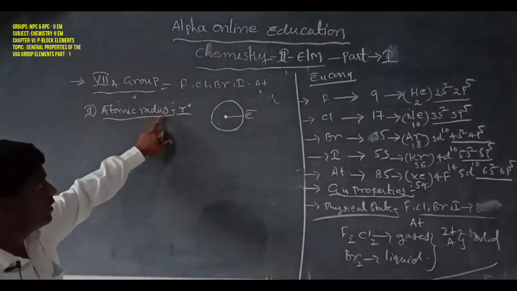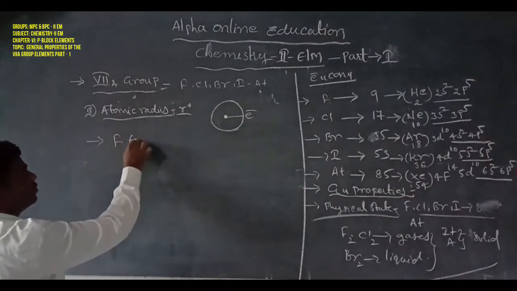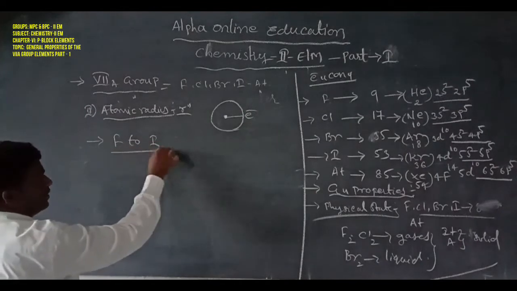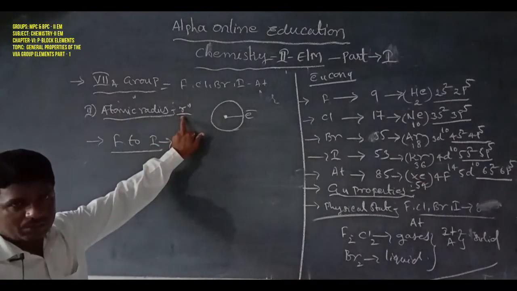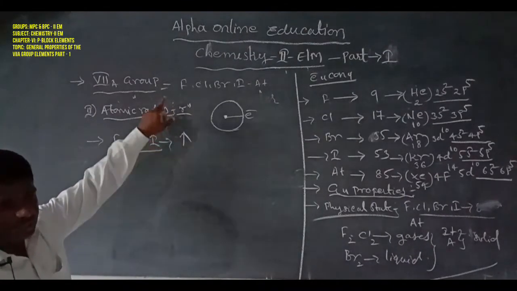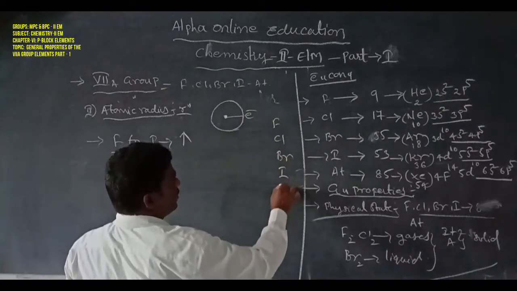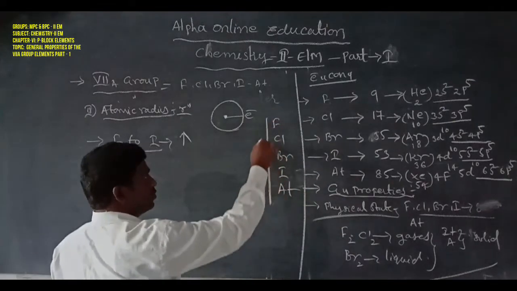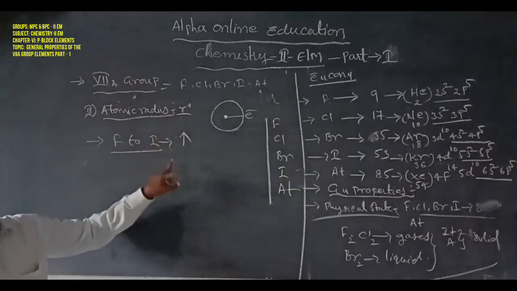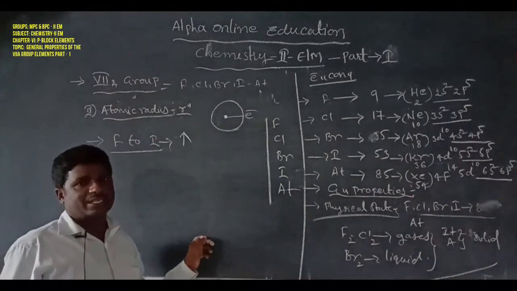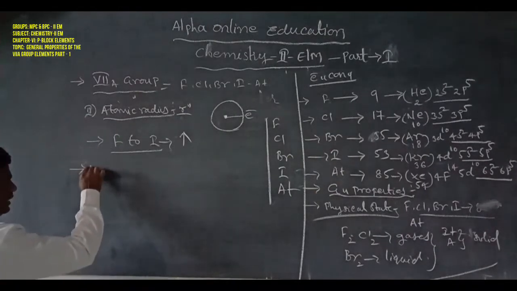That is also called r. In 7A group elements, from fluorine to iodine and astatine, atomic radius increases because the number of shells increases. So from top to bottom, atomic radius increases. Here are fluorine, chlorine, bromine, iodine and astatine. Top to bottom, atomic radius increases because the number of shells increases.